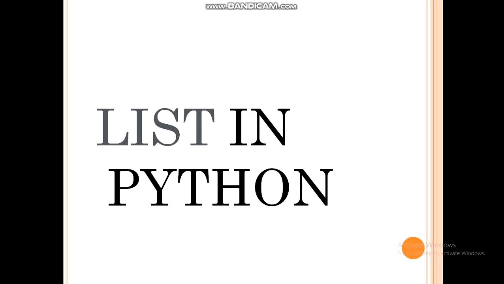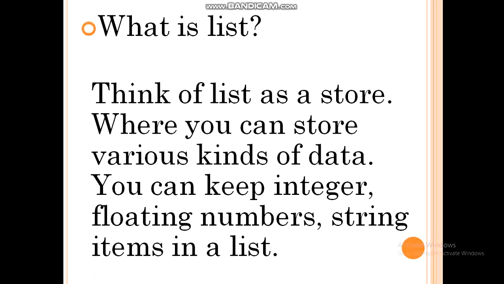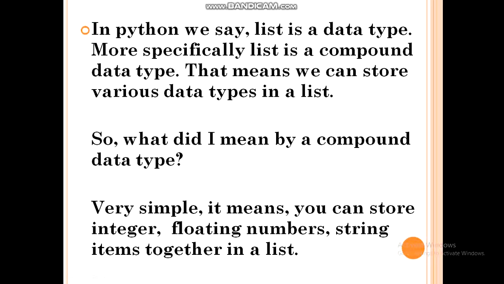In today's video, I'm going to discuss lists in Python. What is a list? Think of a list as a store where you can store various kinds of data. You can keep integer, floating numbers, string items in a list. In Python, we say list is a data type. More specifically, list is a compound data type. That means we can store various data types in a list.